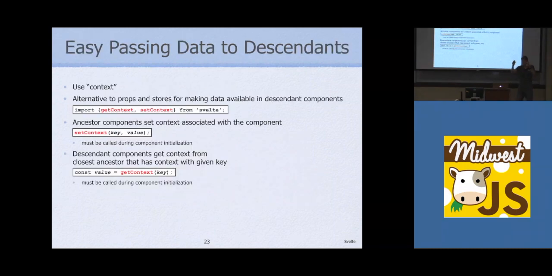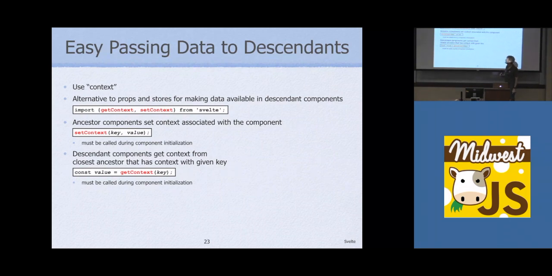It's really easy to pass data from a component down to its descendants. Of course, I could pass it with a prop and a prop and a prop and just go all the way down. But this way, I'm making it so that any descendant can ask for a piece of data, and it's going to look up through the DOM hierarchy and try to find an ancestor that set this bit of context. So I can pull in the functions getContext and setContext from the Svelte package.